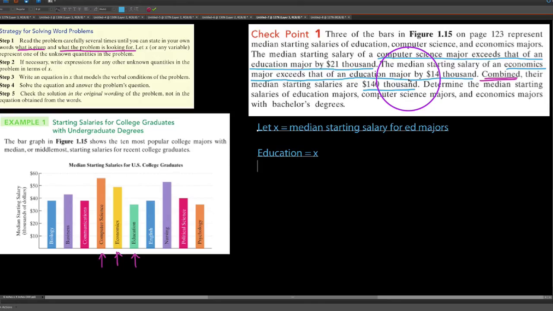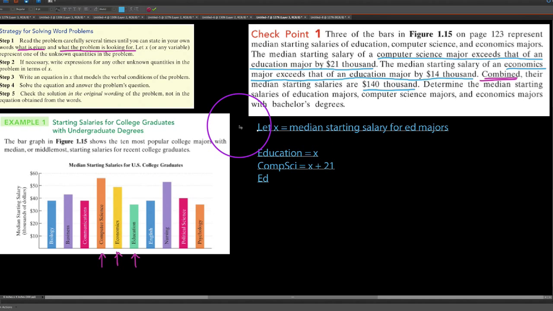What I want to do is come up with a couple of expressions that would show how much computer science majors make with respect to ed majors. So we say computer science, comp sci, is equal to, now what we were told was it is 21,000 more than an ed major, and we're saying, well, the ed majors make x. So really this would be x plus 21.